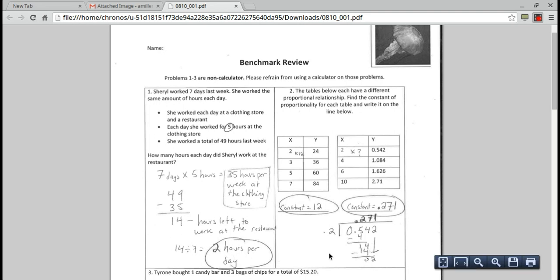Number 2. You're finding the constant of proportionality for each graph. The first graph is super easy. You see that these are times 12 each time. The second graph is a little bit harder. 2 times what number is going to get you 542 thousandths?